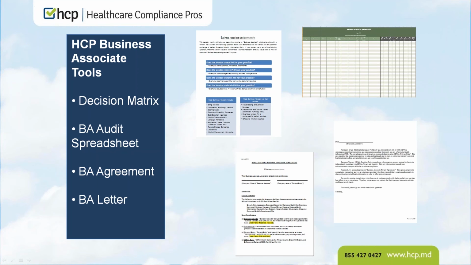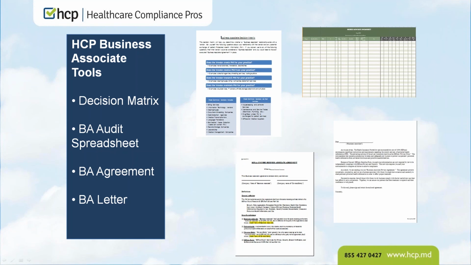So each of our clients will have access to a variety of forms that will help you manage your business associates, and I've included just little screenshots of each of the forms here on this slide. So if we start with the business associate decision matrix, which is about 11 o'clock on your slide, that is the handout for today's webinar. To the right of that is a spreadsheet, and this is a BA audit spreadsheet.